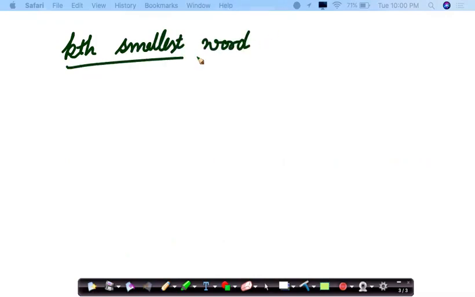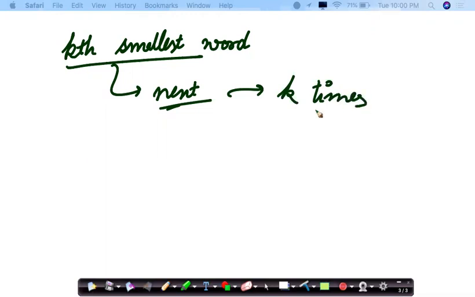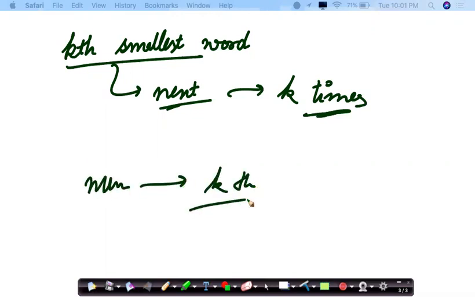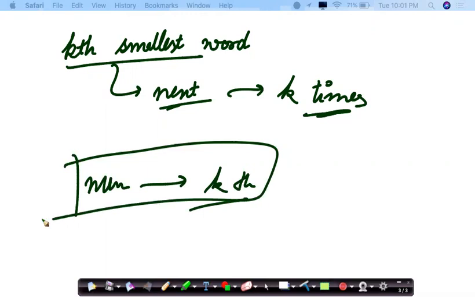That means we want to find the kth smallest next permutation of any particular number. So this means you need to apply this process of next permutation k times on a number. This is how you reach from the original number to the kth smallest wonderful integer. So we have completed the first step of our problem, that is to find the kth smallest wonderful integer.